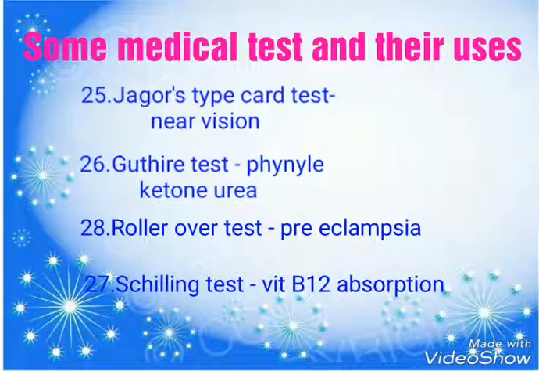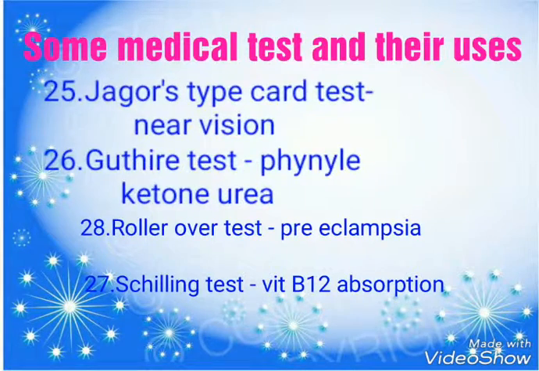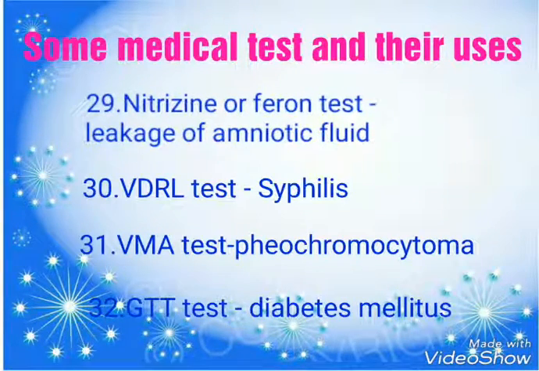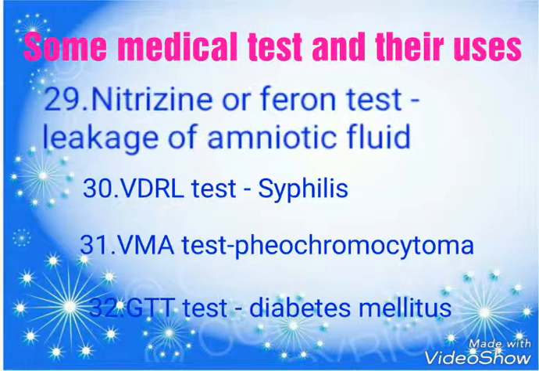Next, Guthrie test for phenylketonuria. Next, roll-over test for preeclampsia. Next, Schilling test for vitamin B12 absorption. Next, nitrazine or Ferning test for leakage of amniotic fluid. Next, VDRL test for syphilis. Next, VMA test for pheochromocytoma. Next, GTT test for diabetes mellitus.